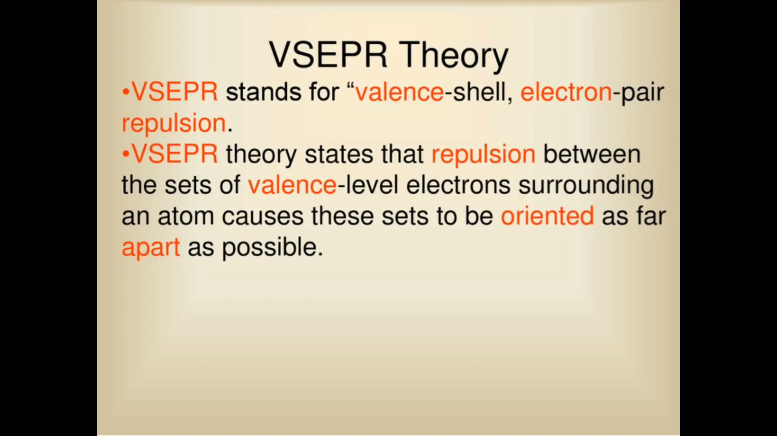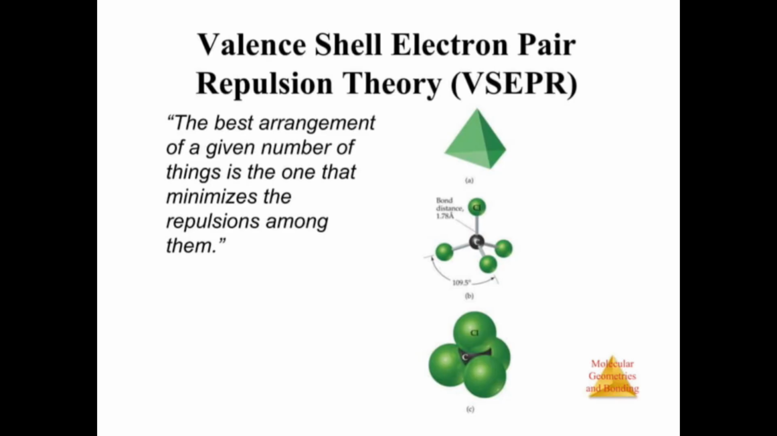Now let's break it down a bit. In layman's language, what VSEPR theory is saying is that the best arrangement of a given number of things is the one that minimizes the repulsion among them. When we talk about things, we are talking about both atoms and electrons. So when you have them in a particular molecule, the theory is helping us to understand that we want to minimize the repulsion as much as possible.